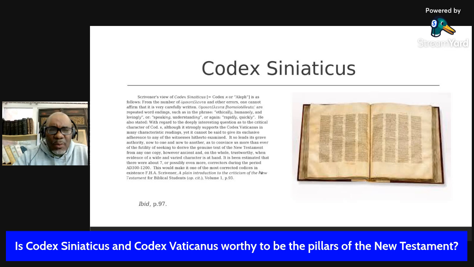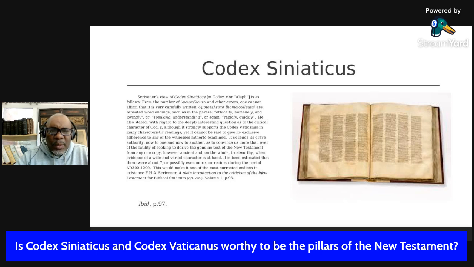It's also known as Codex Aleph, and F.H.A. Scrivener said there were loads of mistakes. He gives an example of repeated word endings, like ethically, humanely, lovingly. So there's a lot of copying and repeating of words.